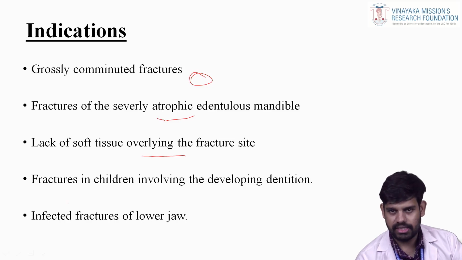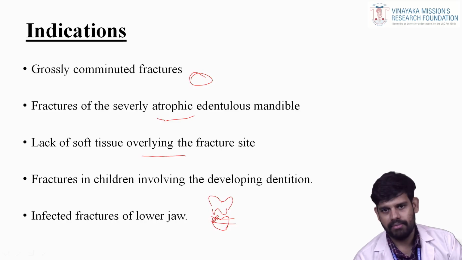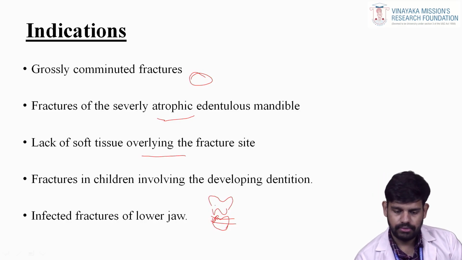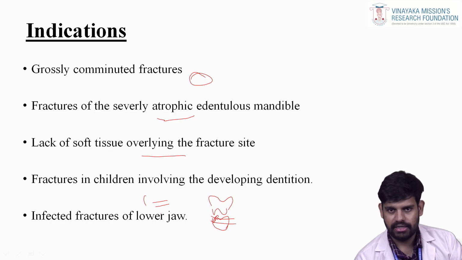Fractures in children, because developing tooth buds will be there. For example, primary teeth are like this, and permanent teeth are developing underneath the primary teeth, and we can't put a plate here because the screws will hamper the developing tooth bud underneath the primary teeth. So this is contraindicated. We will go for a cap splint in case of children. And infected fractures of the lower jaw, where opening it would mean putting a foreign body like plates in the infected bone, which would also act as a nidus of infection and worsen the situation.